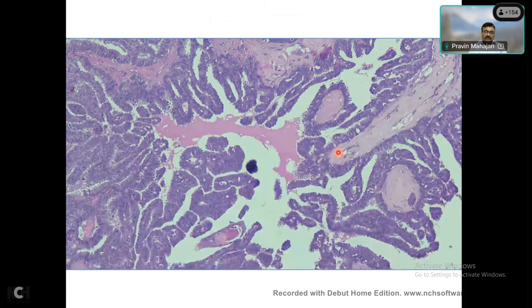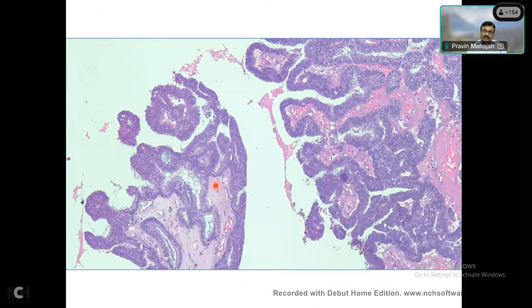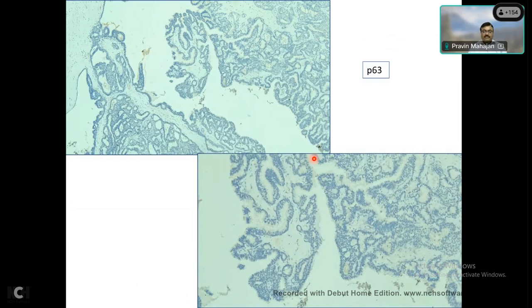And if you go on to high power, you actually see that these papillae are quite slender, and they are lined by monotonous appearing atypical ductal cells, which are of low to intermediate nuclear grade. Even in this picture, you can see the same thing. These are slender papillae of low to intermediate nuclear grade. And if you do the immunohistochemistry, what you see in a P63 is that the myoepithelial cells are absent within the papillae as well as in the periphery of the lesion.